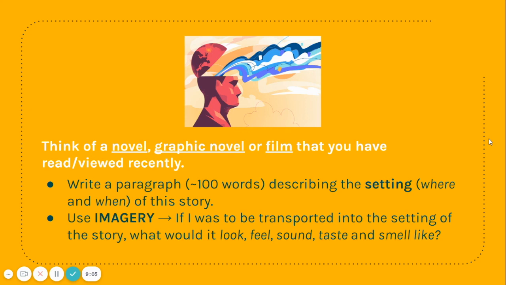Please have this paragraph ready to go by tomorrow's lesson, because on Friday we're going to begin our lesson on Zoom by sharing some of our paragraphs.